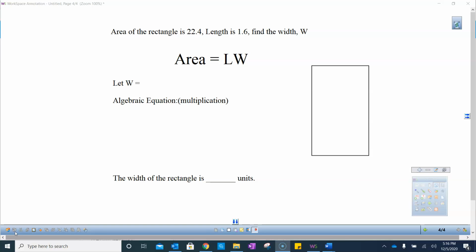So when we're writing this up, the first thing I want to have you do is define that variable. We're going to need a variable in this because we have an unknown number. And remember, in the algebra world, when we don't know a number, we use a symbol, usually a letter, to represent it in our problem. So we're going to say let W equal the width of the rectangle.